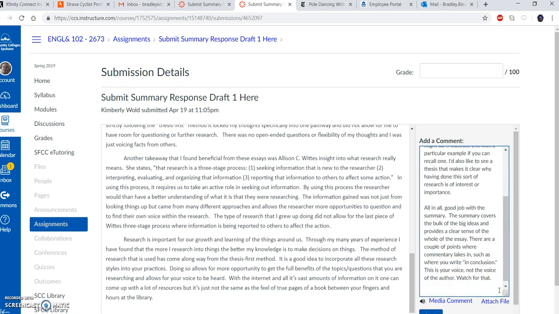So another takeaway I found beneficial from these essays was Allison's, it was Witt's insight into what research really means.